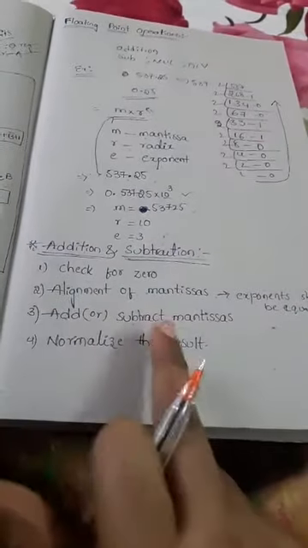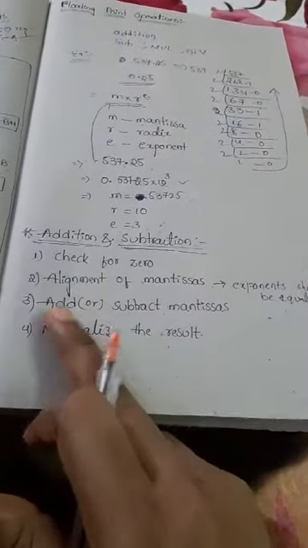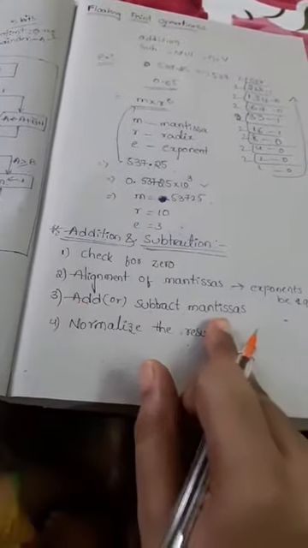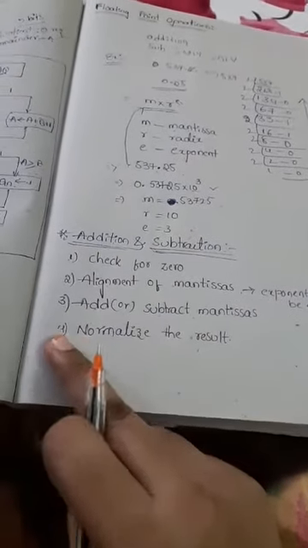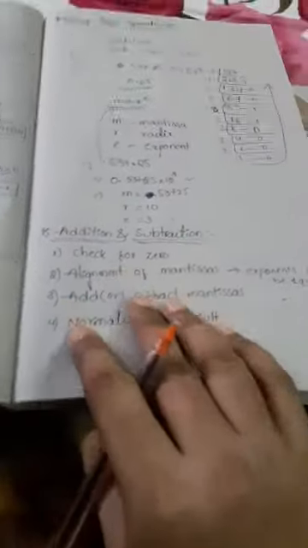And the third one is add or subtract mantissas. After aligning the mantissas, we go with the addition or subtraction, and with respect to the algorithm we can perform the operation. And the fourth one is normalize the result. We'll see them one by one. So we have to normalize the result.